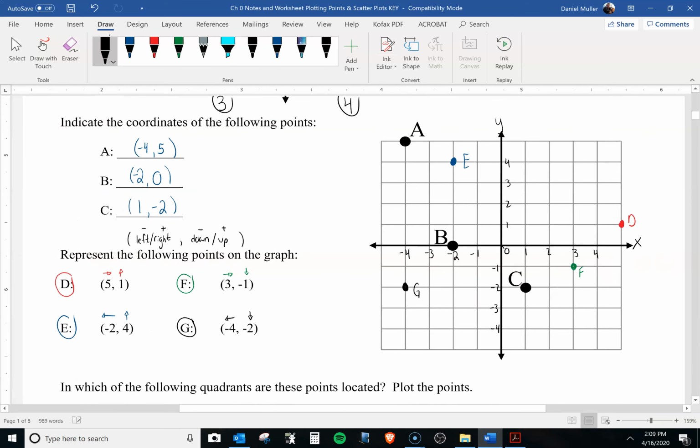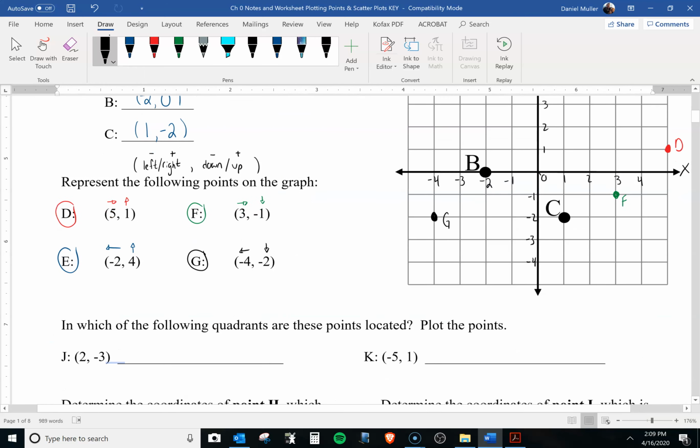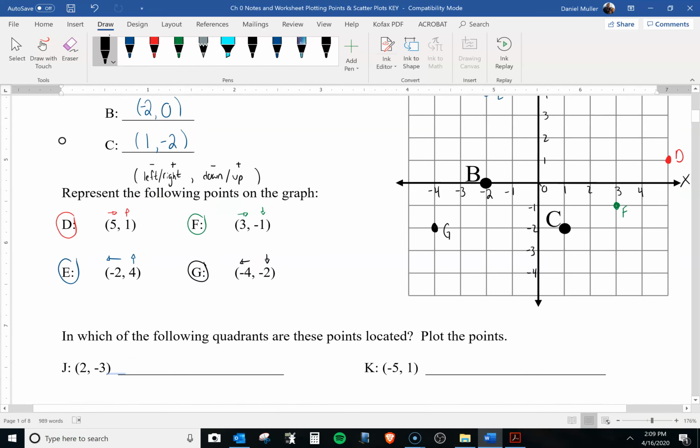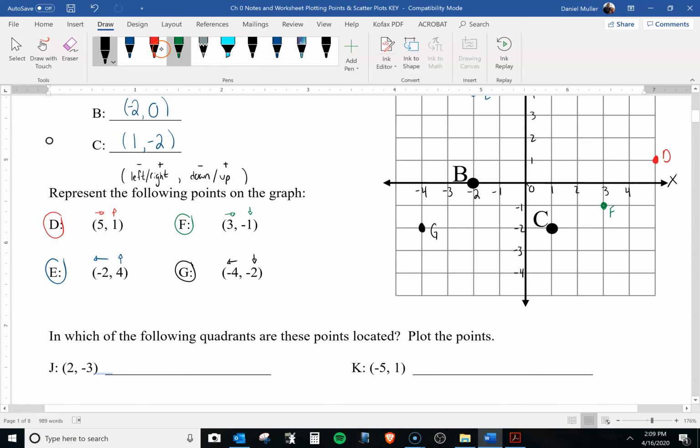So I'll zoom out here, and you can see all of them. So we need to know how to plot these things, and then later on we're going to be plotting a lot of data, and then we're going to be answering a lot of questions with that. So let's continue on here. Which of the following quadrants are these points located? Well, first I'm going to have to draw them.